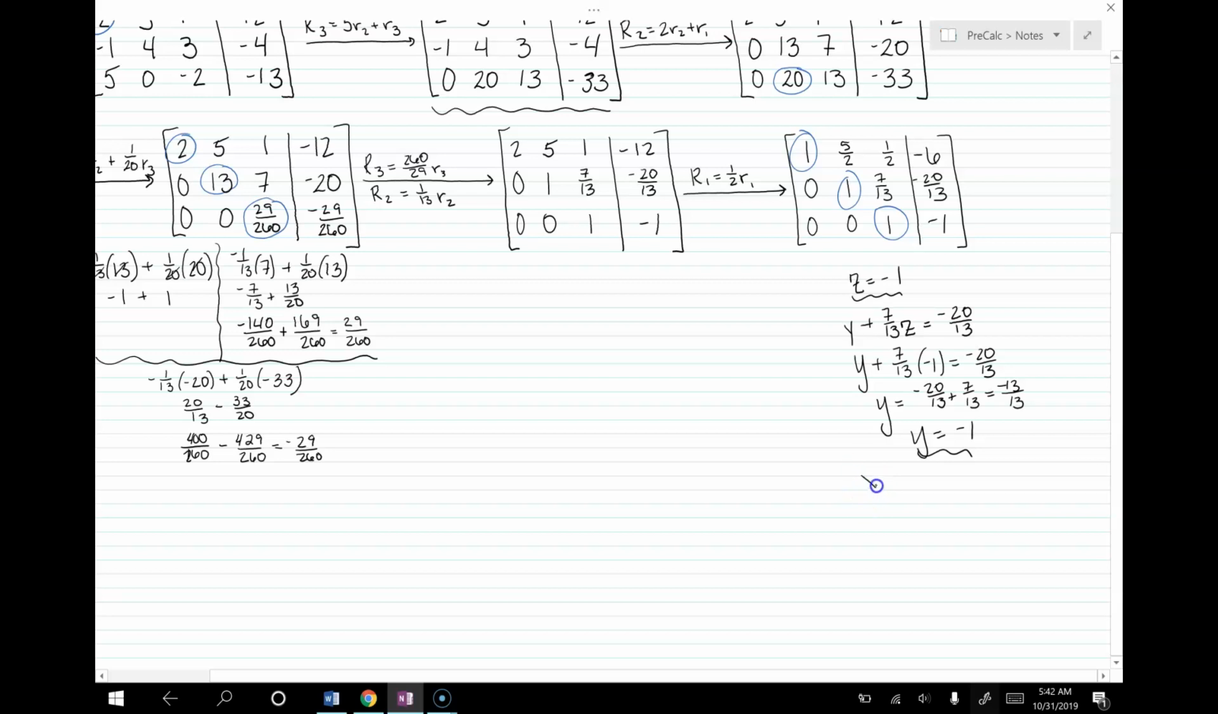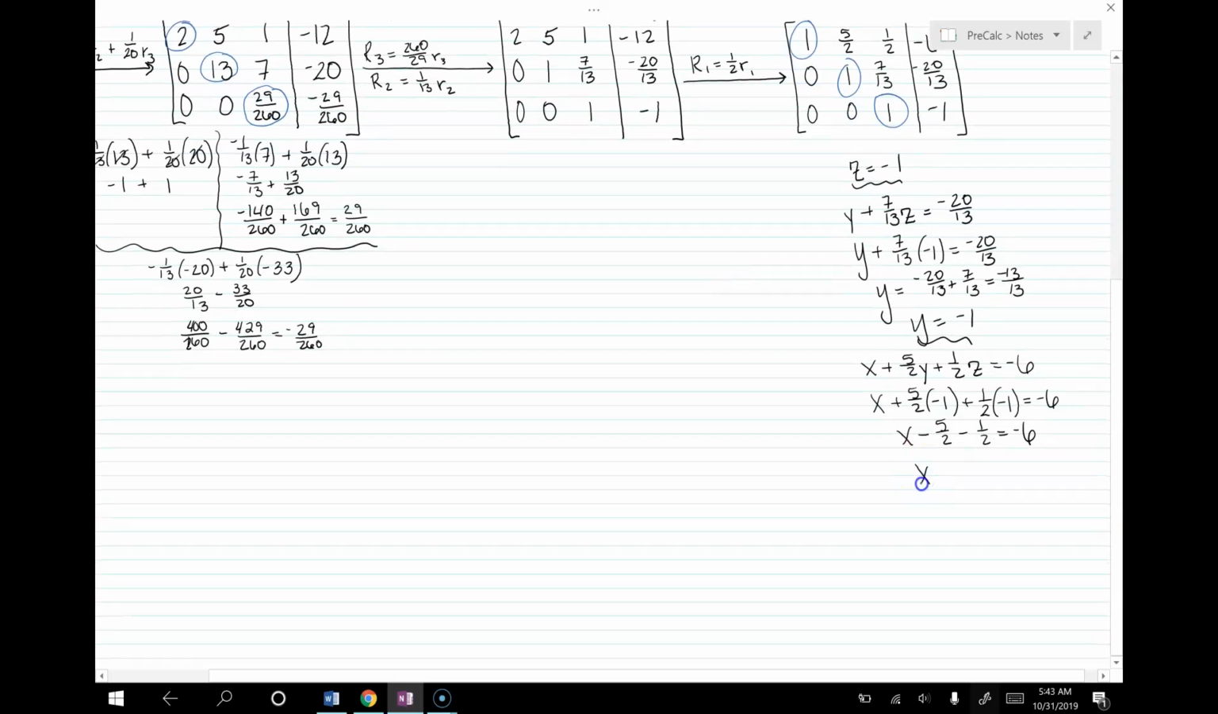Now in the first row, here we go. So we get x plus 5/2 y plus 1/2 z is equal to negative 6. So x is what we're solving for, plus 5/2 times negative 1 because we found that to be y, plus 1/2 times negative 1 because we found that to be z. So we get x minus 5/2 minus 1/2 is equal to negative 6. And then we get x minus 6/2. This is going to work out super nice again. So that's x minus 3 equals negative 6, which means x is negative 3.